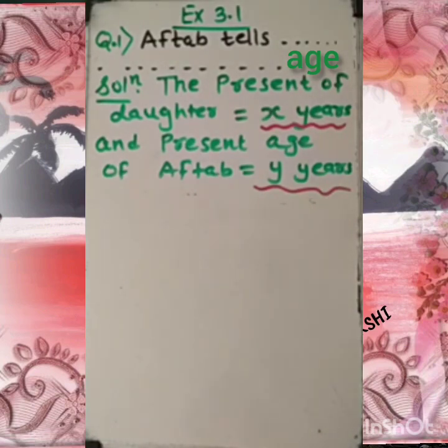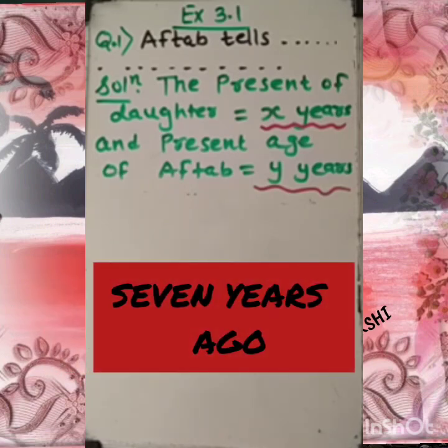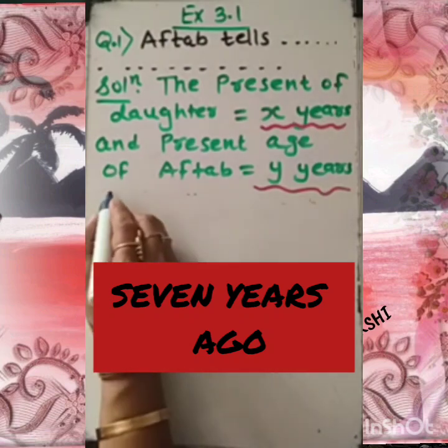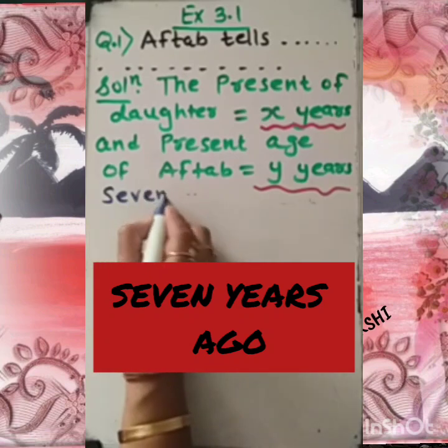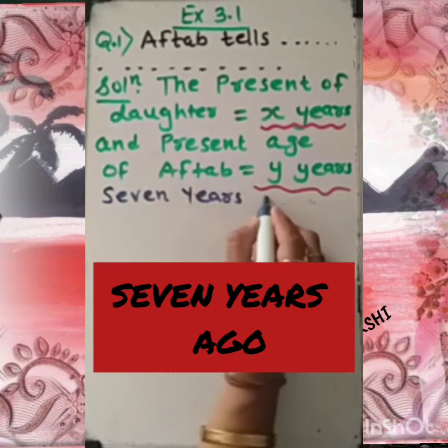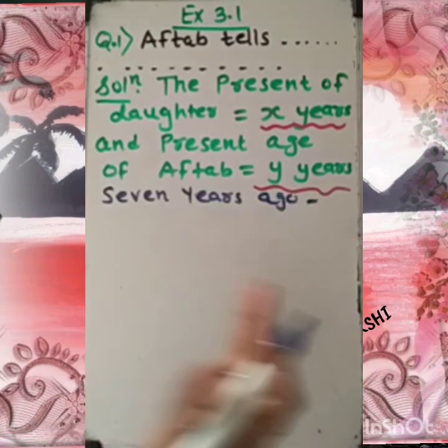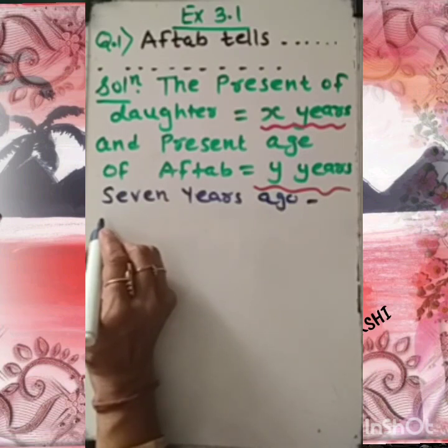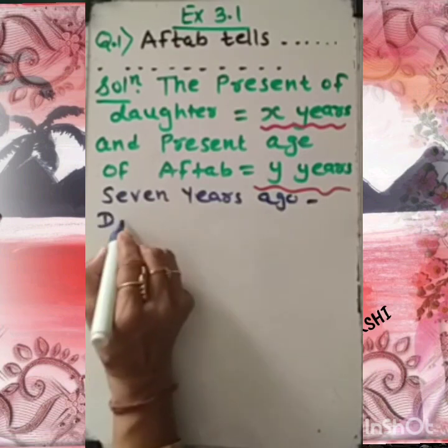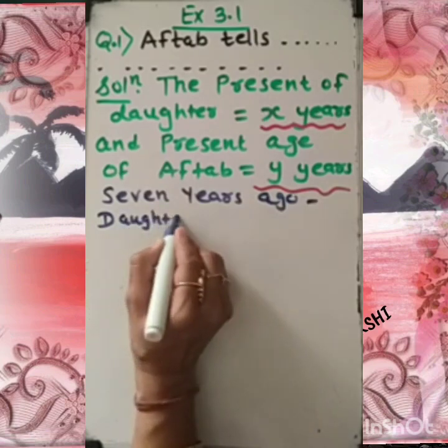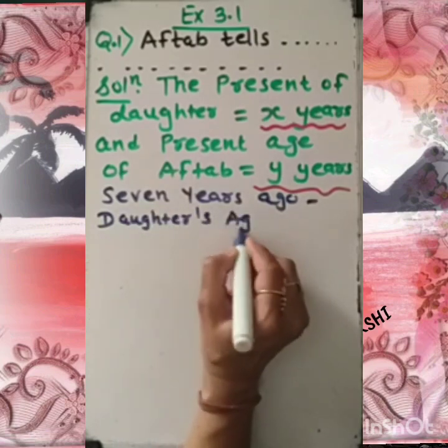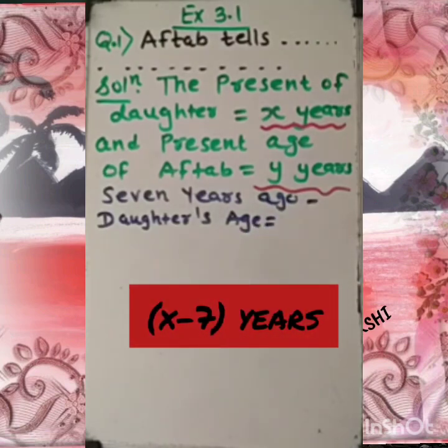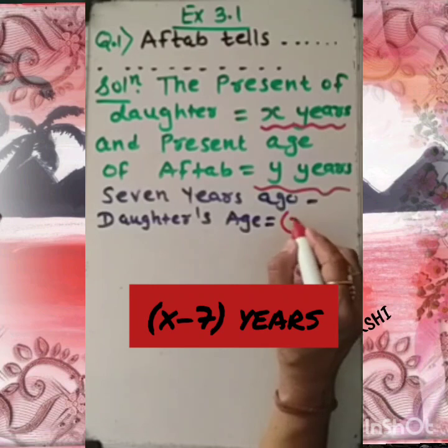Now we have two situations given. Here it is given 7 years ago. First situation, 7 years ago. So for the first situation, let's form an equation. If I go back 7 years, then at that time what was the age of the daughter? So we need to mention here the daughter's age 7 years ago. Of course, it will be x minus 7 years.